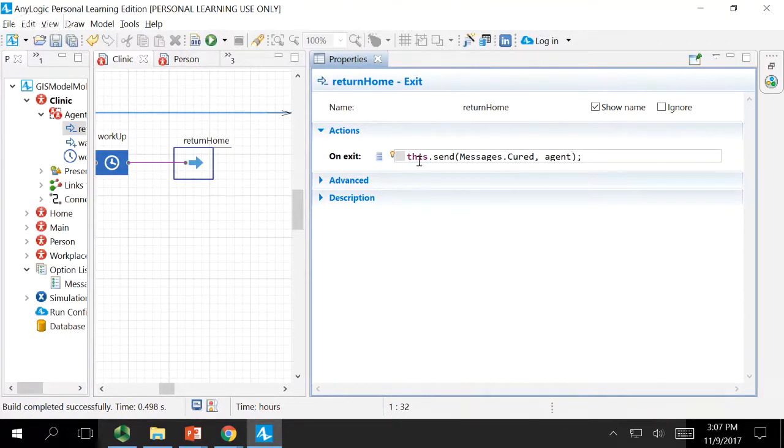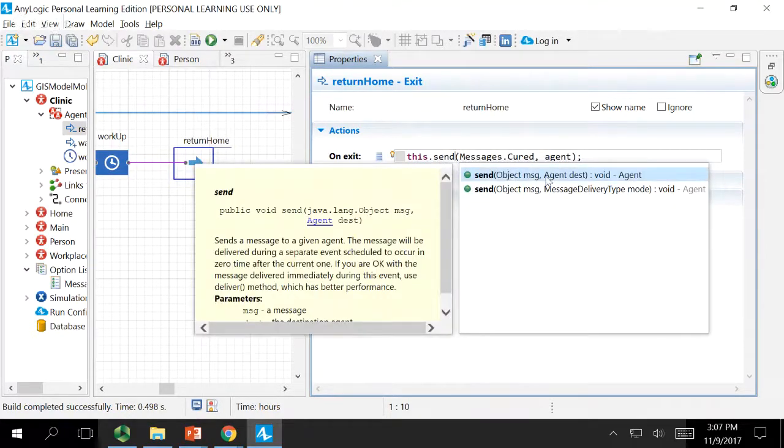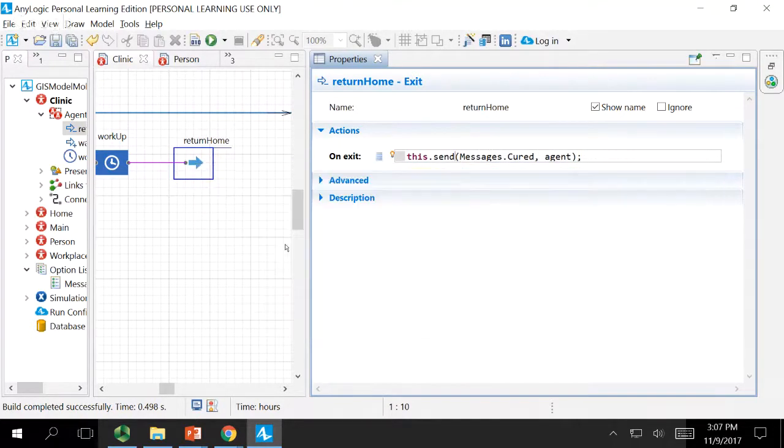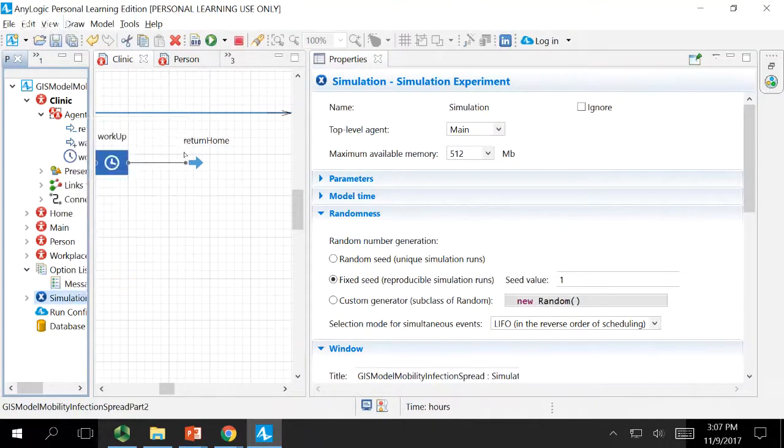Okay. So send.messages.cured, agent. The agent has to go next. This is the person to whom it's sent. You can see that through the autocomplete here. If you were to go look, we're sending it to a certain message. This is the message to a certain agent. Great. Let's go run this model.